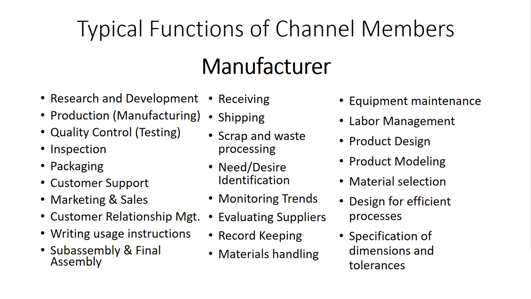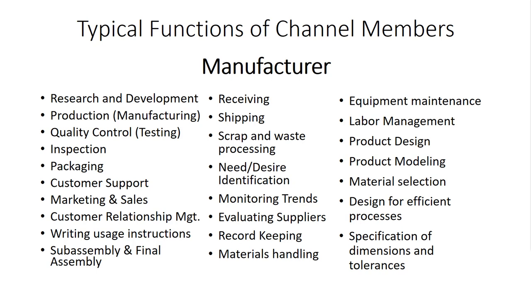Sub-assembly and final assembly. Depending on what the manufacturer does and how they do this and what the regulations are, sometimes manufacturers will take sub-assemblies and bring them together so they can say that it was manufactured in the United States and get certain benefits for that. So, receiving, shipping, scrap and waste processing. Sometimes when you have extra excess, you have to make sure that you can take care of that scrap material or waste material. Need or desire identification.